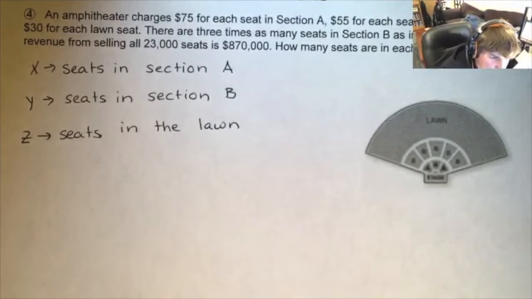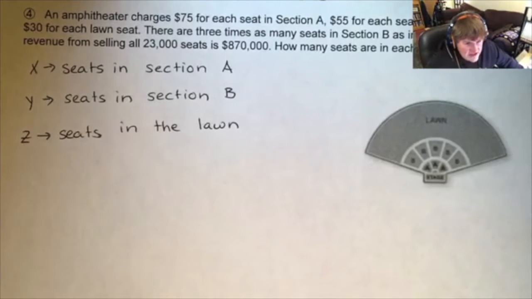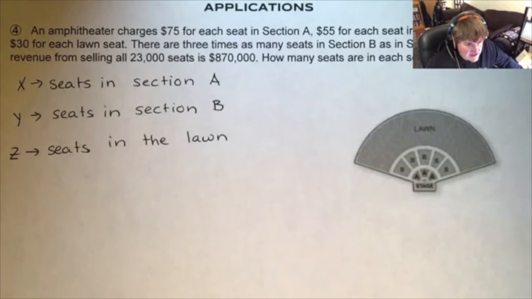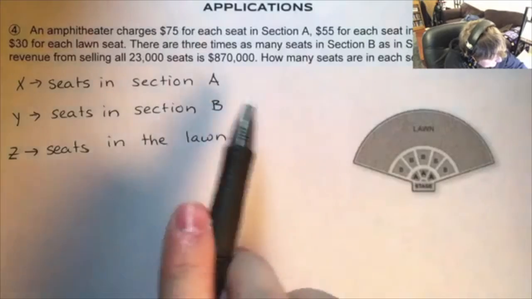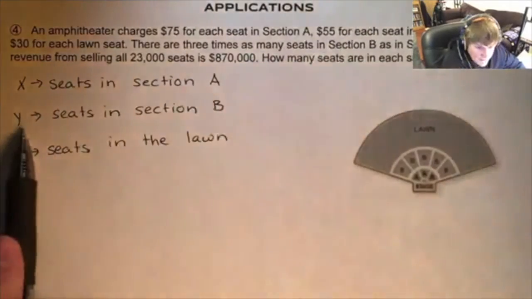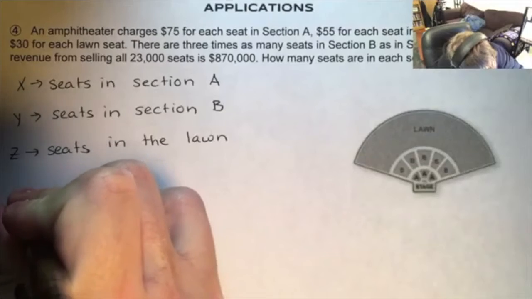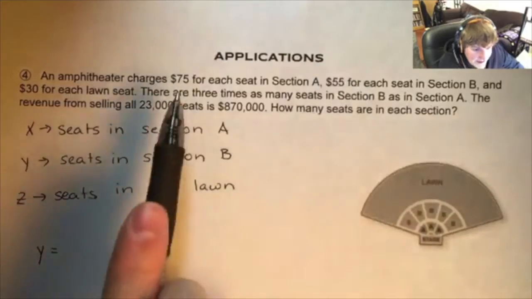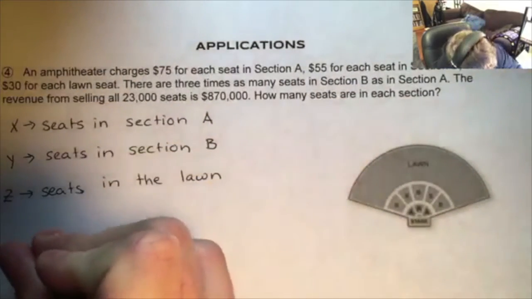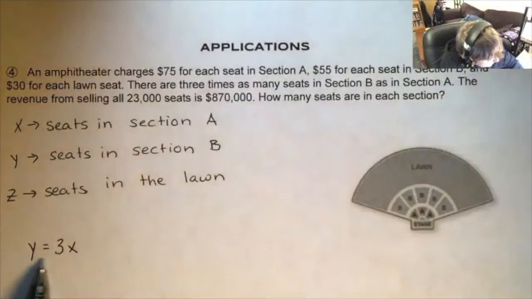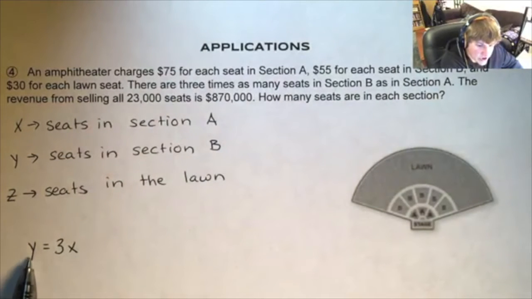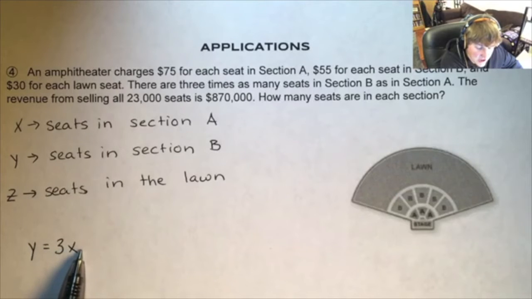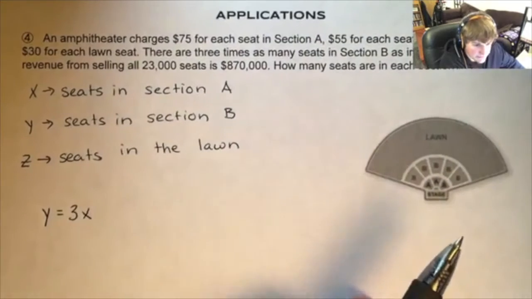Okay, so let's just take it part by part. Let's start with the statement here in the middle. It says there are 3 times as many seats in section B as there are in A. So if I take my seats in section B, what's representing that? Y. I know it's equal to the amount in section A times 3, so that would just be 3x. This one has two variables: y, seats in section B, is the same as 3 times the amount in section A. There's the first one.